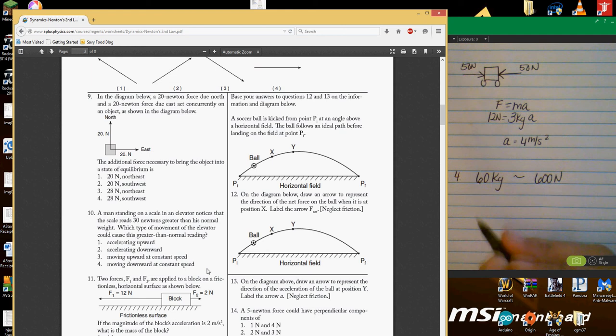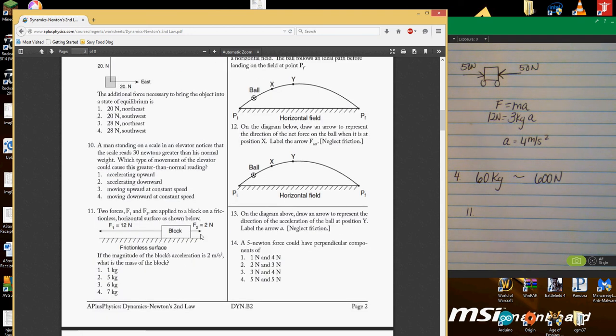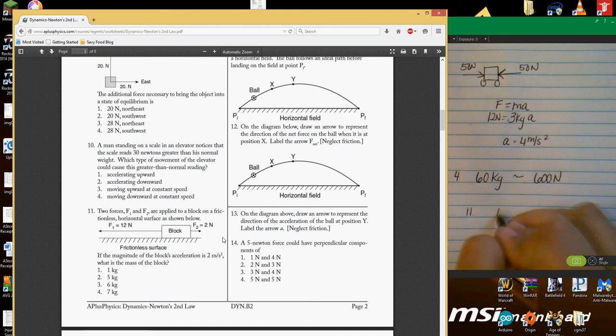Okay, question number 11. Two forces, F1 and F2, are applied to blocks on a frictionless horizontal surface as shown. If the magnitude of the block's acceleration is 2 meters per second squared, what is the mass of the block? So we're looking at the newtons. If I have 12 newtons and 2 newtons, I need to figure out the difference between these forces, which means I have a total net force of 10 newtons.